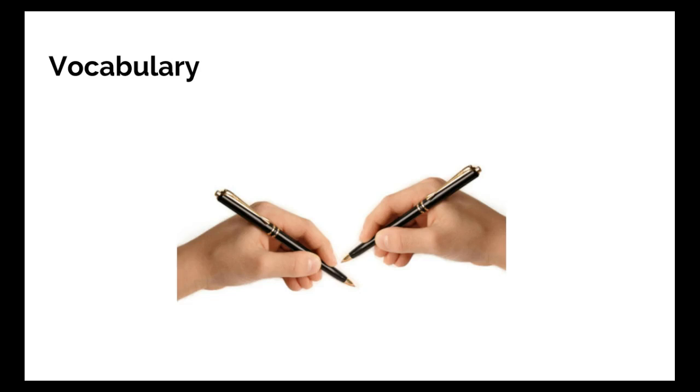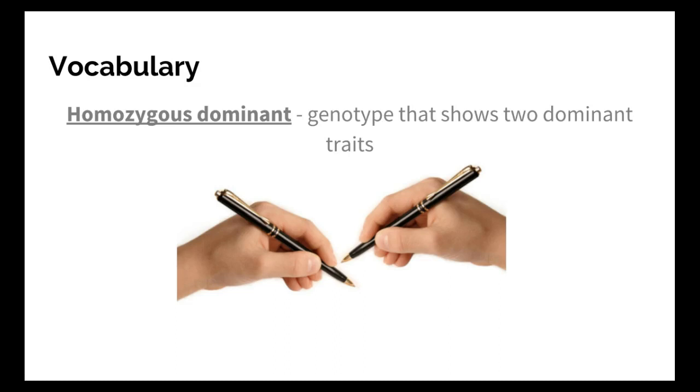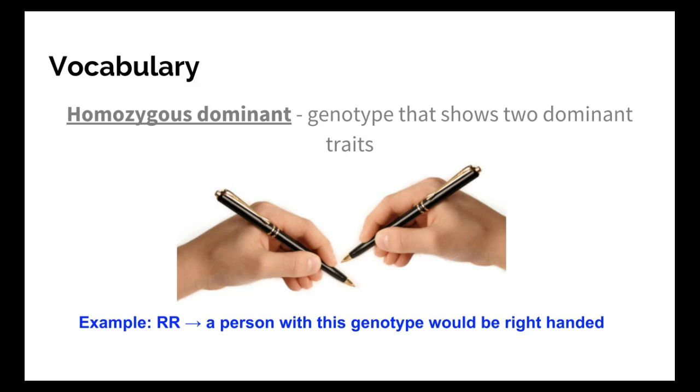Going back to genotypes, we actually have 3 different options that we talked about. So we have 2 big letters, a combination of the big letter and the little letter, or 2 little letters. So we're going to have names for those. The first one is homozygous dominant. Homozygous is describing that the letters are going to be the same. Homo means same. So if they have the same letters and they're dominant, that means they're going to have 2 capital letters. They carry 2 dominant traits. So for this example, a person who has big R, big R would be right-handed. They have 2 copies of the right-handed gene.